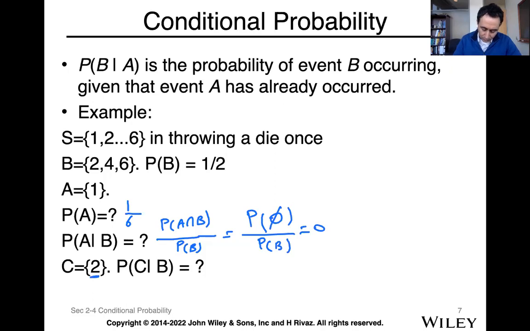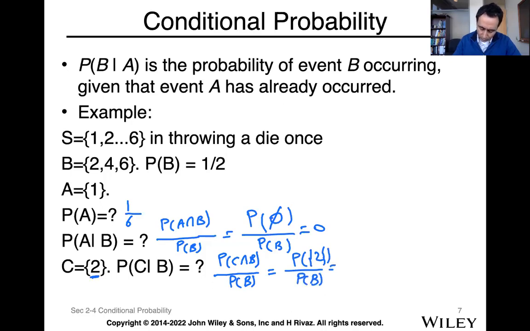Now I want to calculate P of C given B. Again, I use the same equation as above. So that is equal to P of C intersection B divided by P of B, right? So C intersection B is only 2, right? So P of getting a 2, set 2, divided by P of B, right?